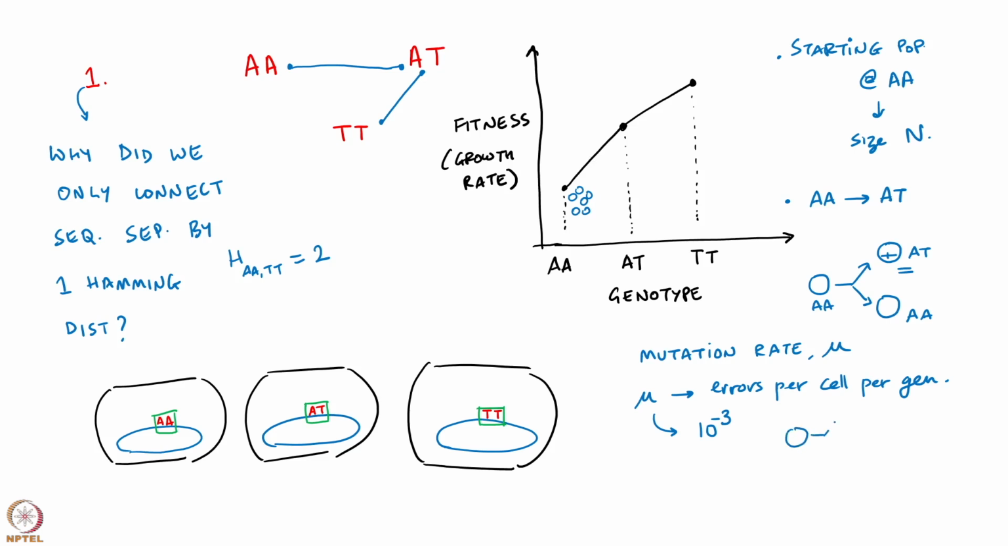So, if we have divisions taking place like this, in 999 of them, these two will be identical to the parent that they came from, whereas in only one of them will there be a mutation which brings about genetic diversity in a population. So, per division, this is the probability or the chance that an error is going to take place. Hence, the number of mutations that take place in a generation is simply n mu.